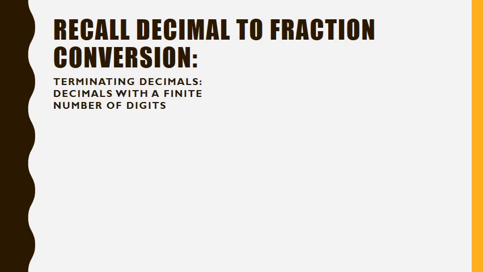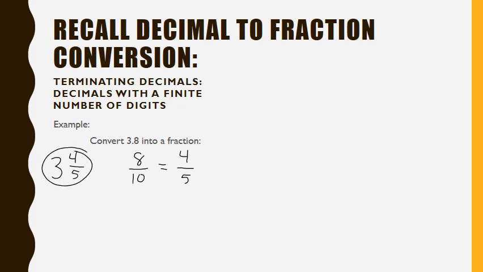Decimal to fraction conversion. Terminating decimals are decimals with a finite number of digits, meaning that there's a definite end. These ones do not repeat. So converting 3.8 into a fraction. So 8 is my numerator, my denominator is 10. I can simplify this by dividing by 2. Then we have to remember to put our whole number on there. So 3 4/5, that's rational, it can be written as a fraction. Even though there's a whole number, it is also rational, so we're fine. Therefore, terminating decimals are always rational.